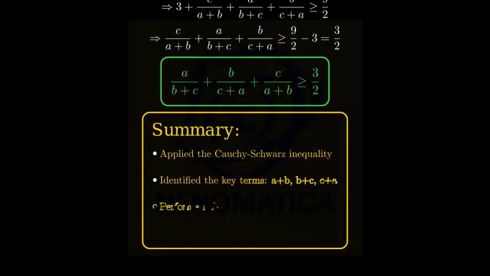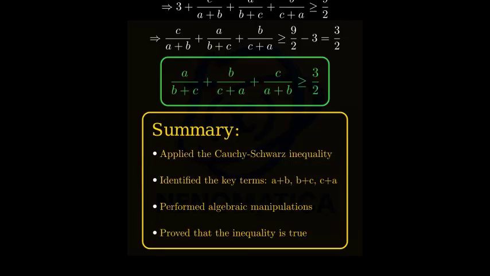To summarize what we've learned, first, we recognized that we could apply the Cauchy-Schwarz inequality to our problem. Second, we identified the right terms to use in the inequality: a plus b, b plus c, and c plus a. Third, we performed algebraic manipulations to transform the inequality into the form we needed. And finally, we proved that the given inequality is indeed true. This approach demonstrates how powerful inequalities like the Cauchy-Schwarz inequality can be used to solve seemingly complex problems.